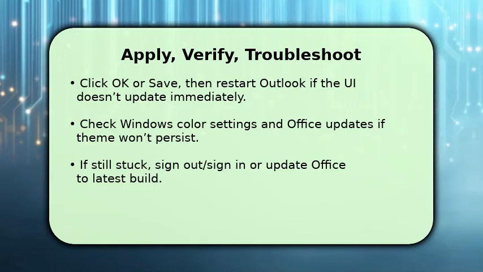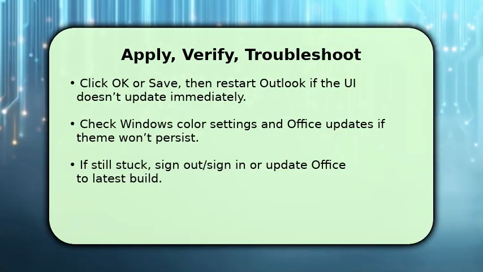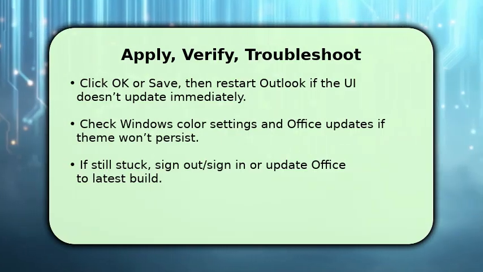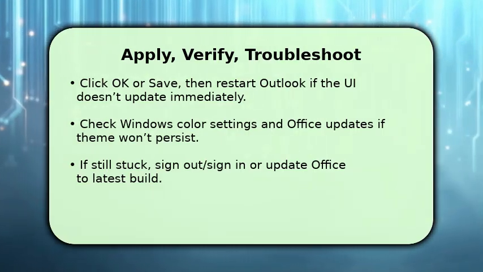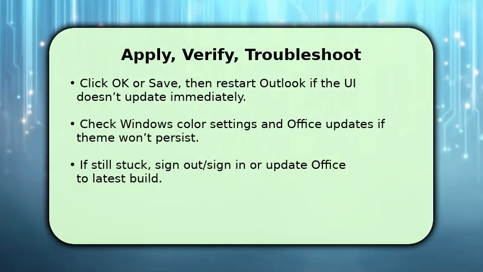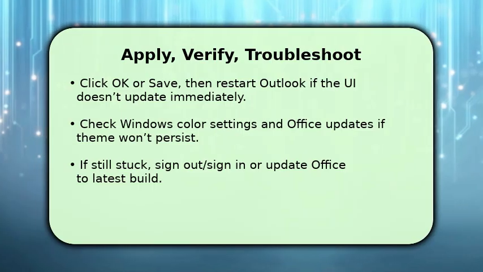If it doesn't persist, check Windows color settings and ensure Office is updated, because system-level color modes and pending updates can override themes. If problems continue, sign out and back in, or install the latest Office build. These steps resolve most permission or cache issues.